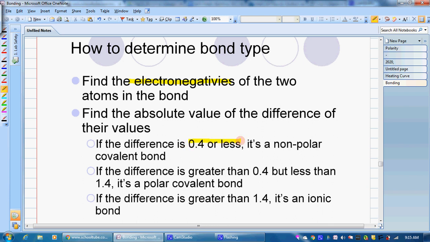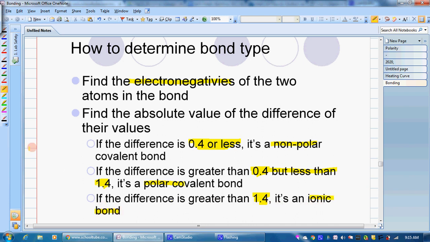If the difference is 0.4 or less, it's always going to be nonpolar. If the difference is greater than 0.4 but less than 1.4, then it's going to be polar covalent. And if it's greater than 1.4, it's typically ionic. Now again, there are exceptions to this rule.